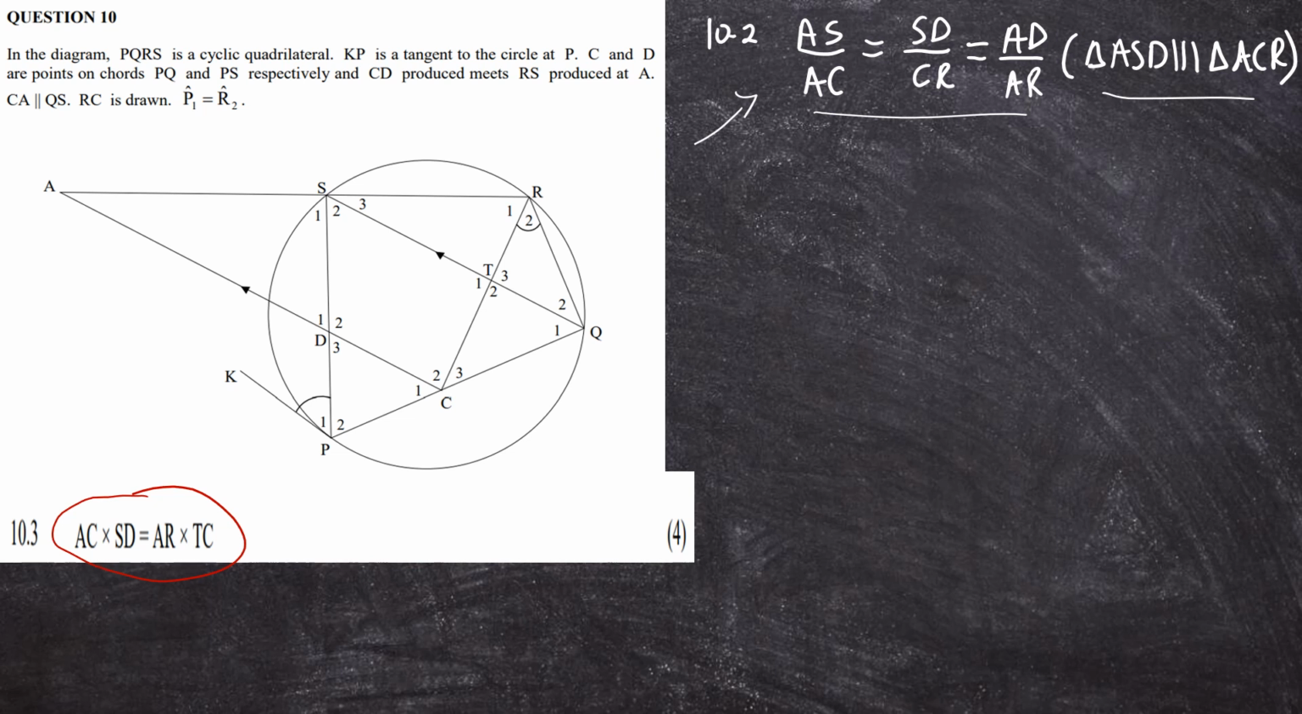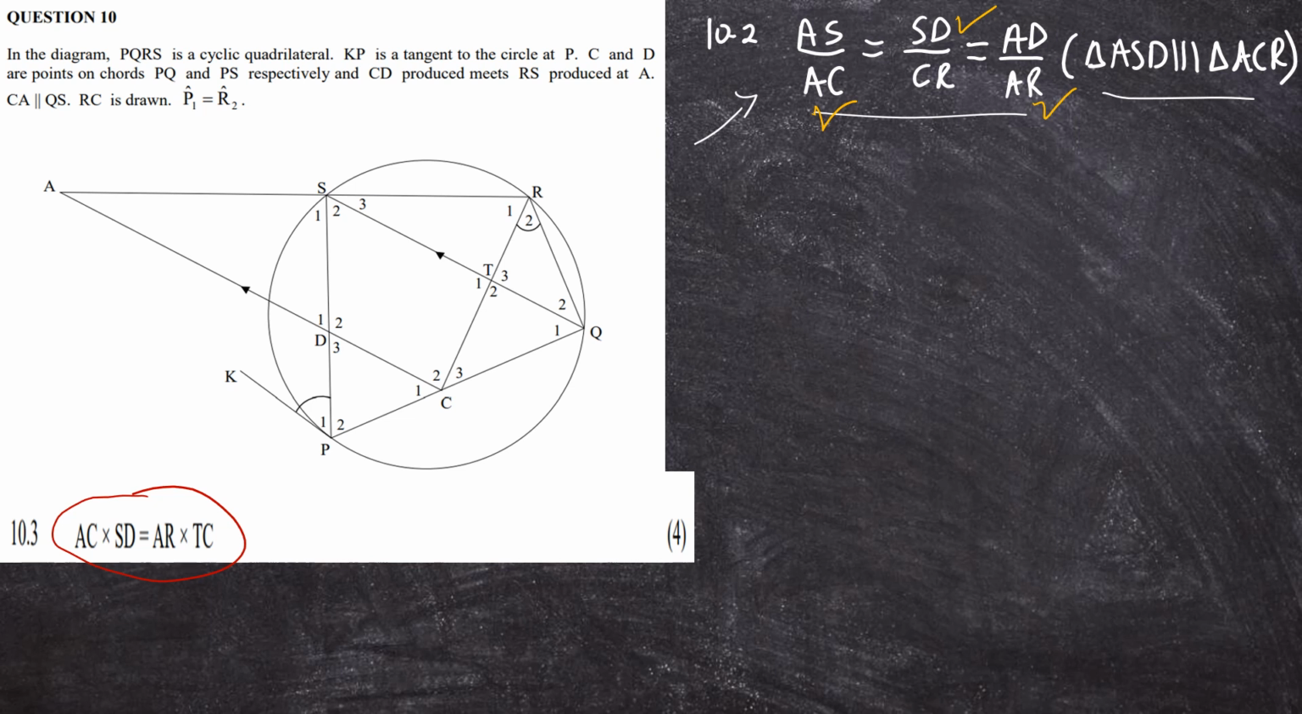Okay, so we can just look and see that AC is also part of the side that we deduce from that similarity. Okay, SD also, you can see it from that similarity, and you can also see AR there. The only thing that is not there is what? TC. Okay, so that's the only thing that's not there.